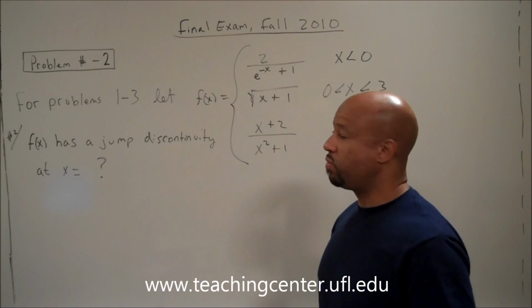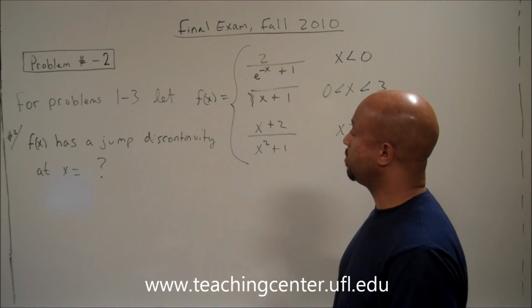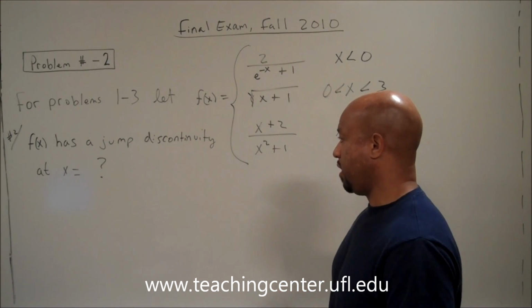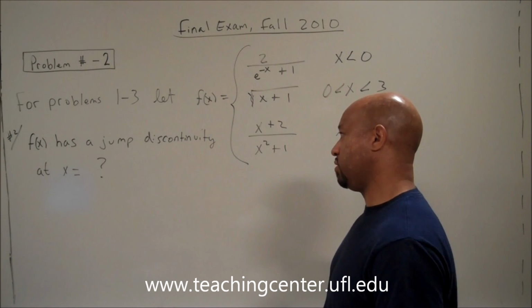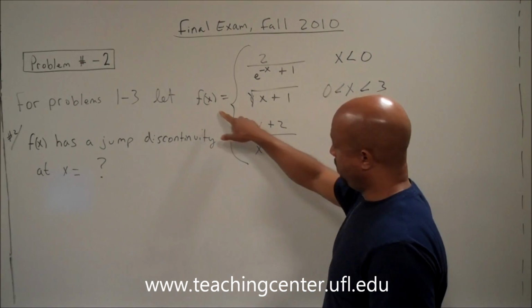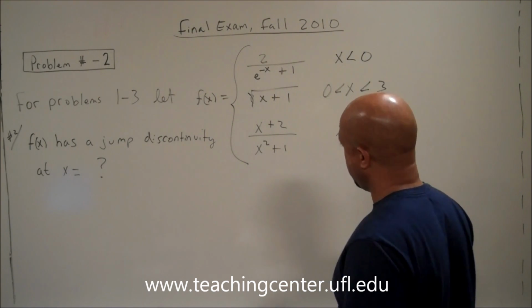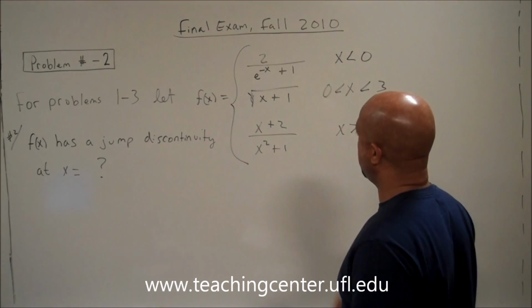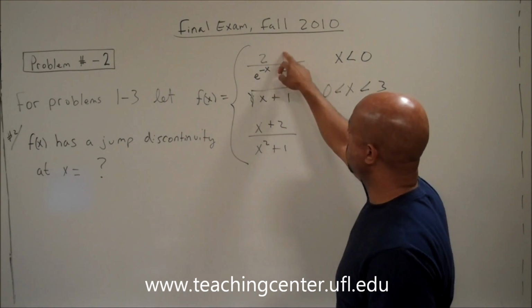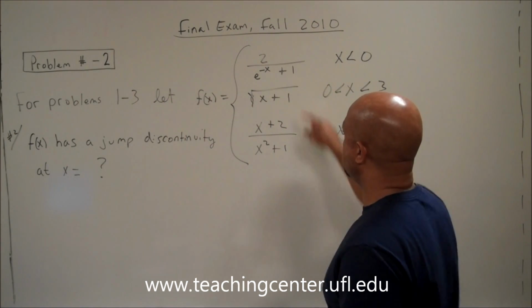So I'm going to work through the solution for problem number 2 on the final exam for fall 2010. And in this particular problem it says, for problems 1 through 3, it's defining the function f of x as a compound function where for x less than 0, f of x is going to equal 2 divided by e to the negative x plus 1.